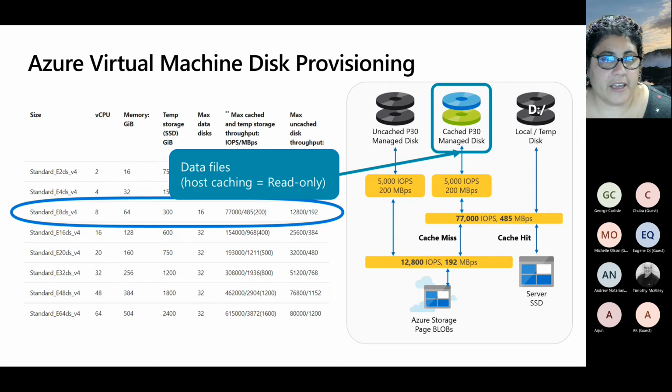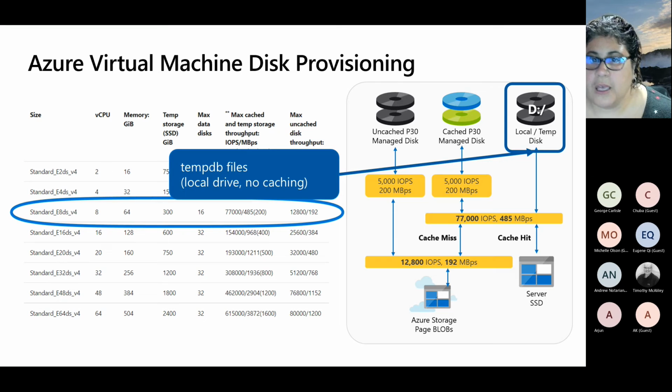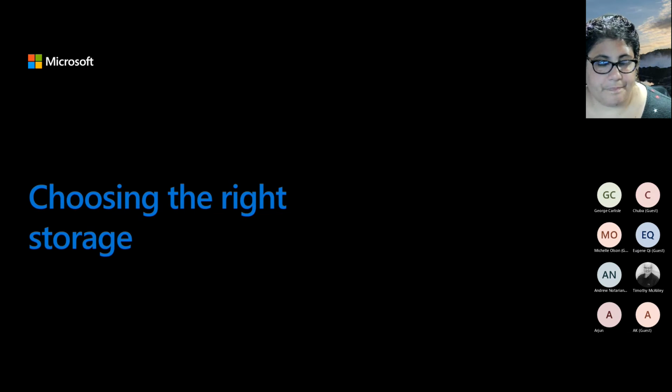Okay. And then, like I said, we recommend that you put tempdb on the local drive because then you're not wasting your precious remote throughput on tempdb. And also remember, this SSD is super fast because it's locally attached. So you get nice fast storage for your tempdb. And since it's ephemeral, you can't put data files there. So it's good to put tempdb, which is also ephemeral. So this is how we recommend thinking about sizing your VM.